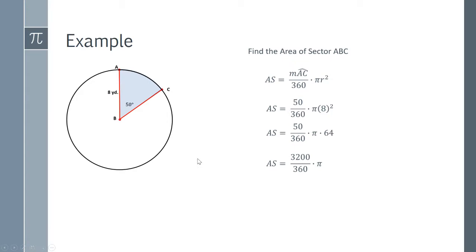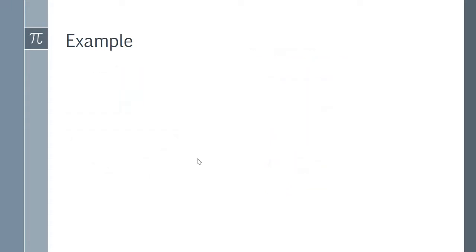So the area of this sector is 80 over 9 times pi yards squared. And that is the exact answer. Remember, we don't estimate using pi unless we are told to do so. Let's take a look at one more example here.